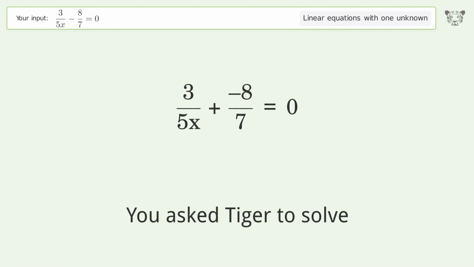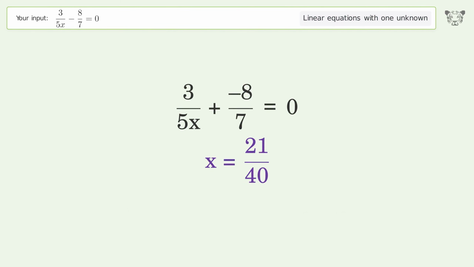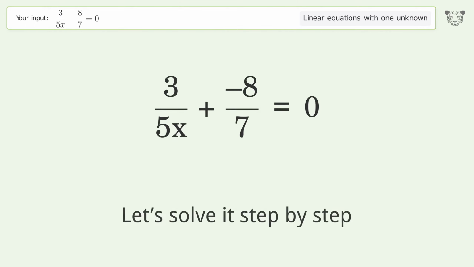You ask Tiger to solve. This deals with linear equations with one unknown. The final result is x equals 21 over 40. Let's solve it step by step.